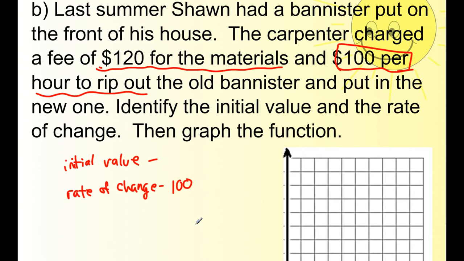The initial value then would be $120, not just because it's the other number of the problem, but because if you're getting this banister replaced, you have to buy the materials up front. The carpenter is going to charge him $120 before he even starts touching the old banister, before he rips it out and puts the new one in. So the initial value is $120 because that's the starting value of the cost before any work is done. The rate of change is 100 because that's how much it's going to cost every hour with respect to time.